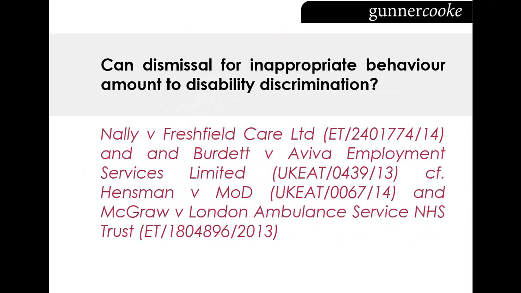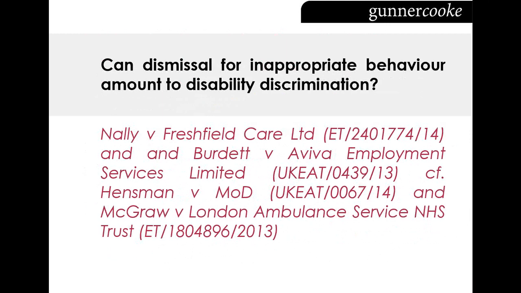So then I'm just going to touch quickly on the Burdett and Aviva case. Mr. Burdett was a paranoid schizophrenic, and he was dismissed for sexually assaulting female colleagues and a member of the public. These assaults happened after he discontinued his medication without medical approval. Now, this is an EAT decision, and at first instance, the Employment Tribunal held that although the dismissal potentially amounted to discrimination arising from disability, it was a proportionate means of achieving Aviva's legitimate aim, which was maintaining appropriate standards of conduct in the workplace and safeguarding its employees. The tribunal at first instance rejected the discrimination claim.